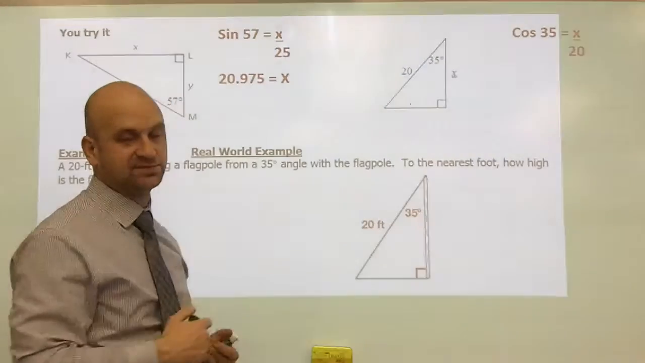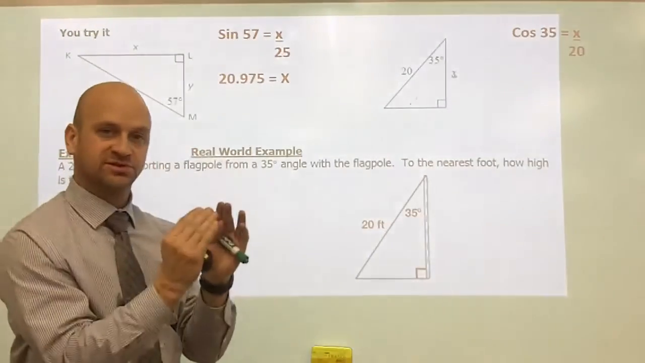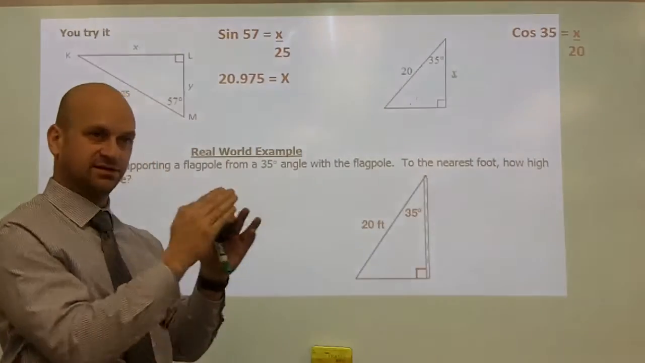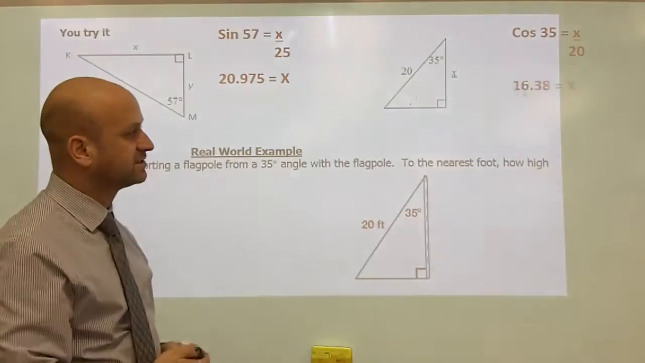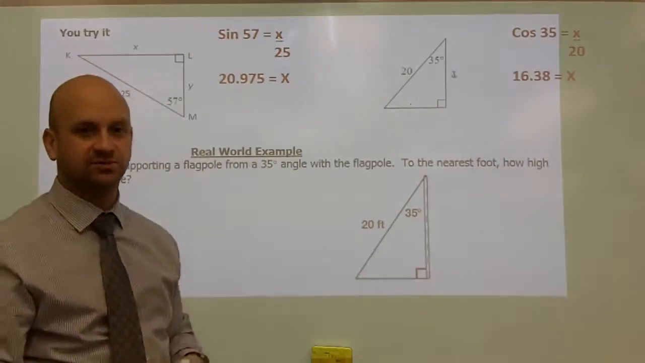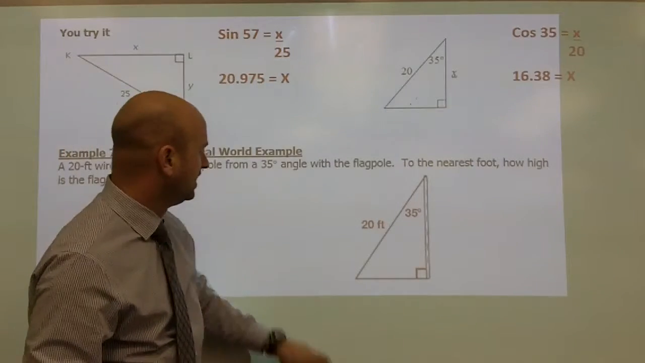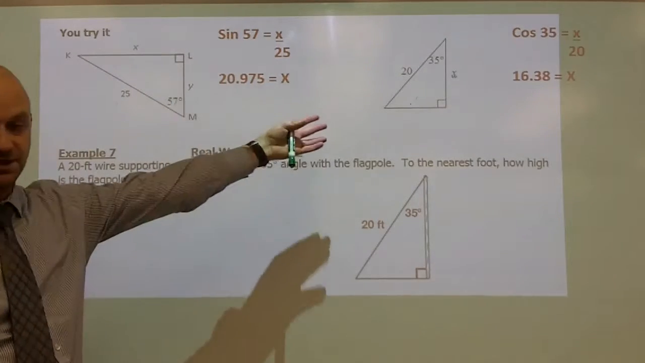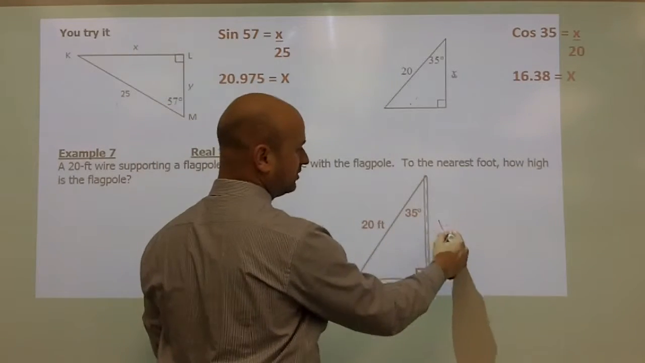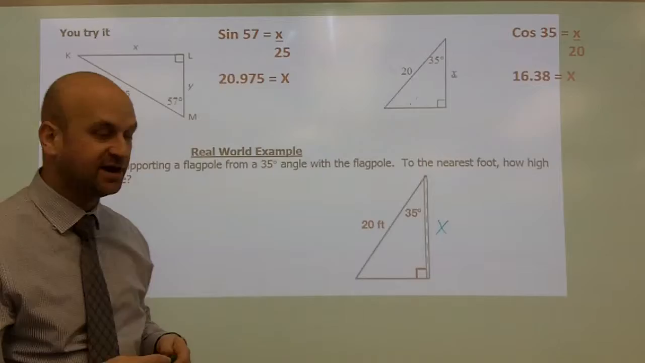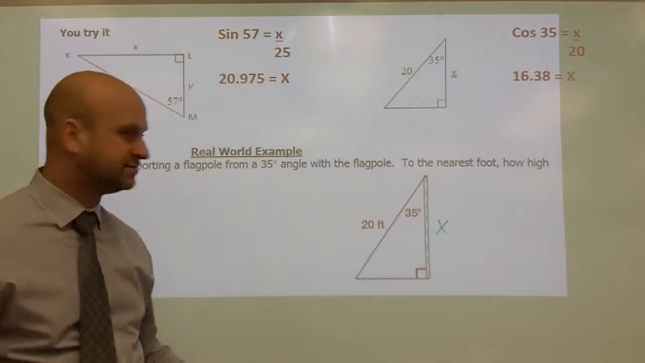The variable's on the top in this case, so just like the previous examples, make sure we close the parenthesis with 35. So cosine 35, close the parenthesis, times 20, and that's going to give you an answer of approximately 16.38, which we can round to 16.4. In this example here, this is in fact the same exact problem, except instead of just a triangle, we have a flagpole. And so we want to find the height of the flagpole. So the work is exactly the same as the problem above.